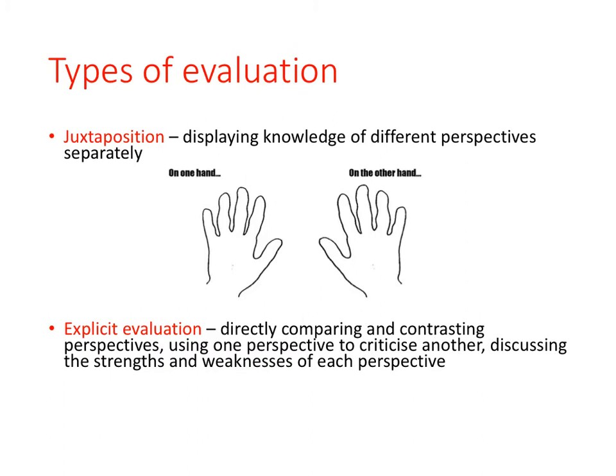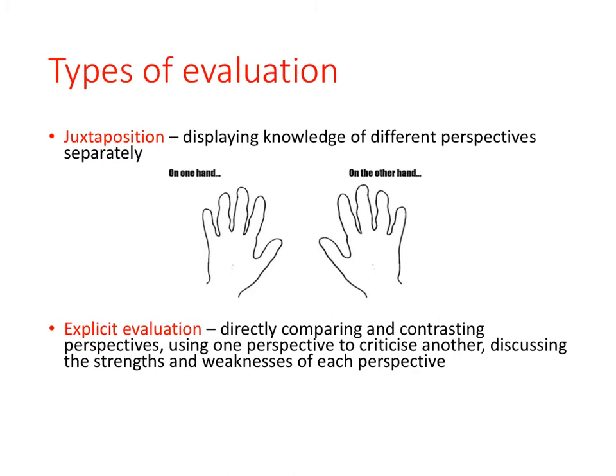Now, the most basic form of evaluation that's unlikely to get you more than a grade D or a grade E is evaluation through juxtaposition. This is where you simply display knowledge of different perspectives separately. So you might say something like, on the one hand, Marxists argue that the media reflects the views of its owners. On the other hand, there's the pluralist perspective that believes that the media reflects the views of its audience. So you're just displaying knowledge of different perspectives separately.